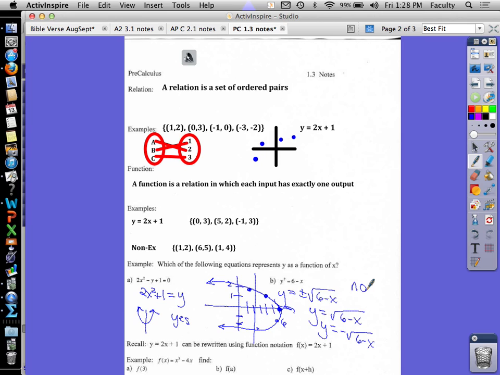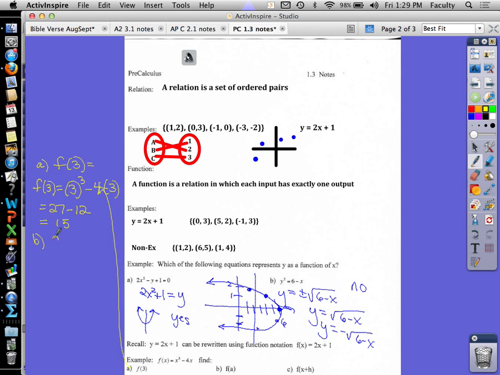That would work. All right, recall y equals 2x plus 1 can be written using function notation. f of x equals 2x plus 1. So I'm going to change colors here and do this over here. So if you want f of 3 and your function is x cubed minus 4x, this is 3 cubed minus 4 times 3. So when you want to do f of 3, you're replacing the x everywhere with the 3.